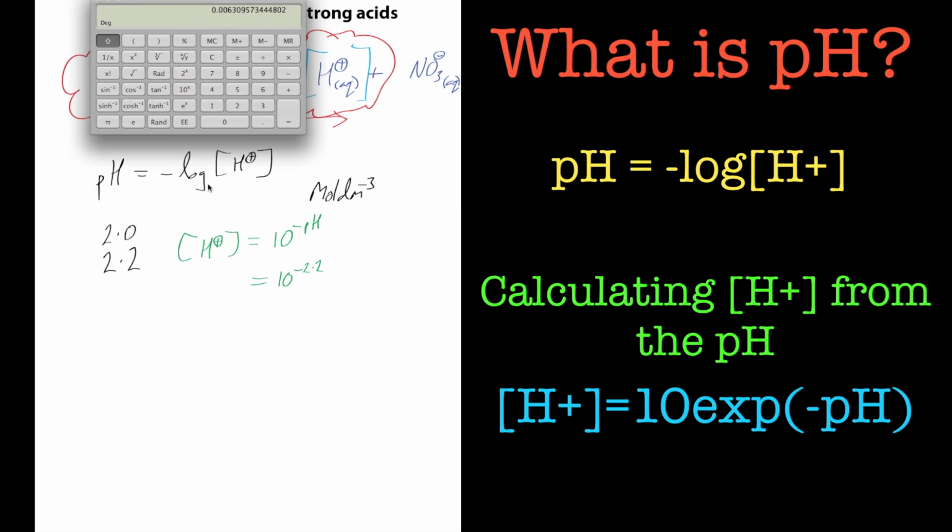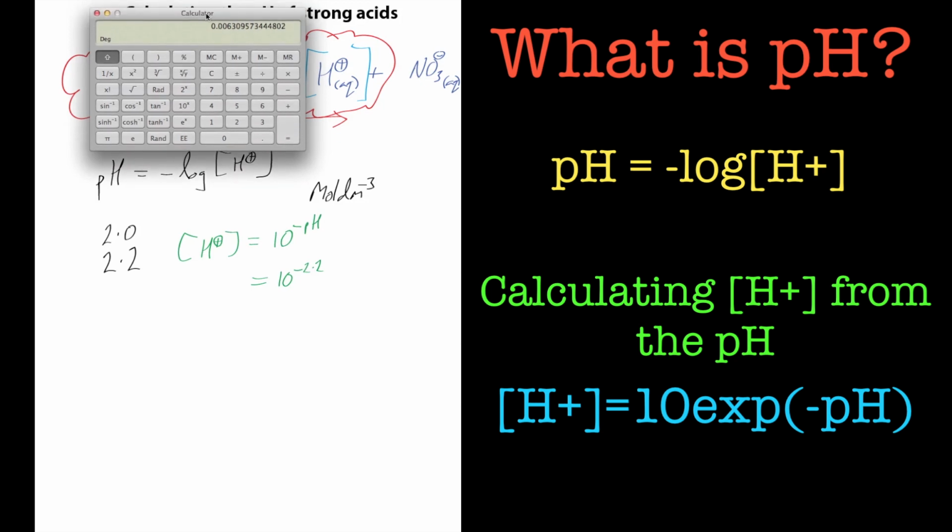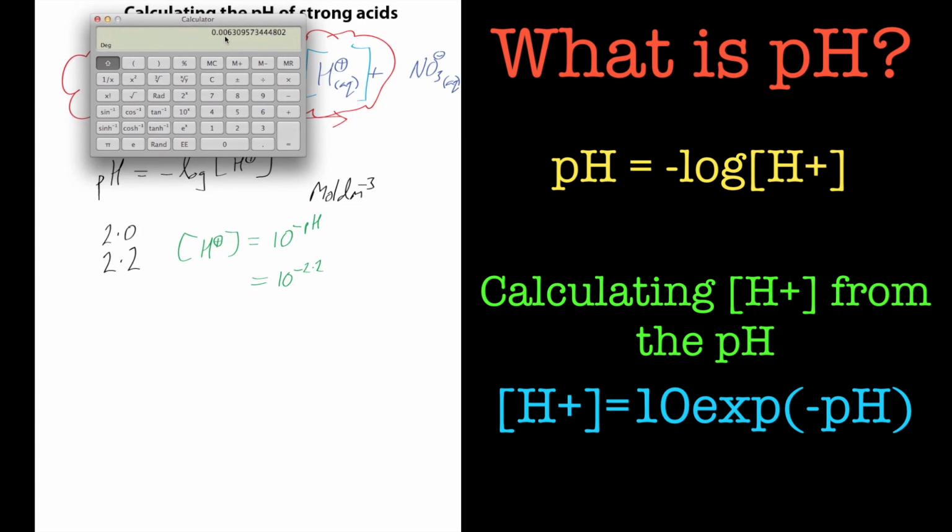That's very important too, because if you've got a really strong acid which has a minus pH, that's going to be 10 to the power of a plus value. So our value there is 0.0063. So that's the same as saying 6.3 times 10 to the minus 3 there. So I've moved that dot 1, 2, 3 values along.